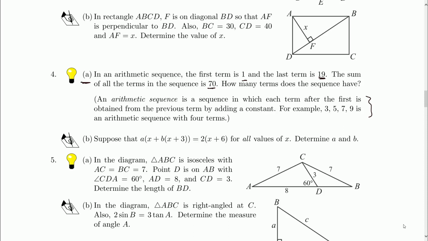So an arithmetic sequence, you get the next term by adding the same number to the previous term. So we get to 5 from 3 by adding 2. That's how we get from 5 to 7, and then 7 to 9. Just keep adding 2. Alright, so first term is 1, last term is 19.